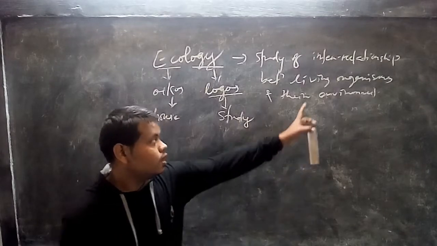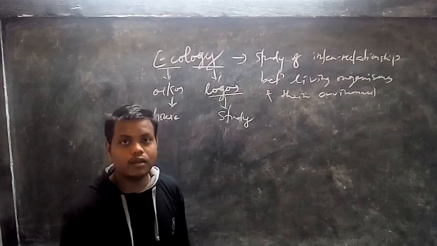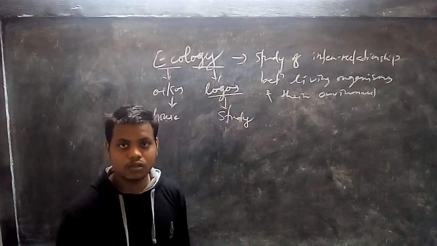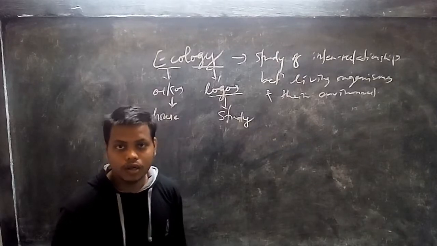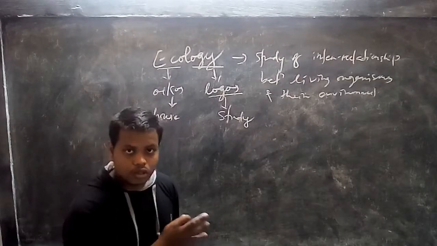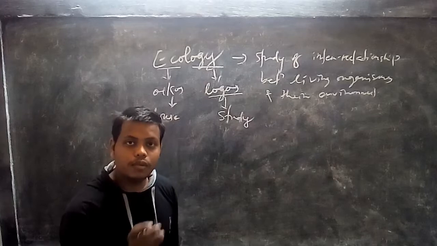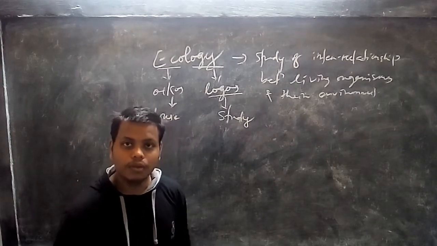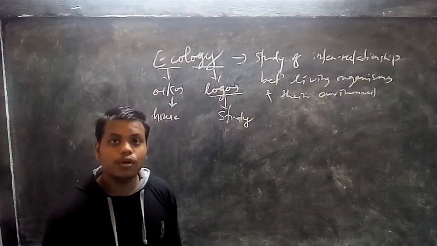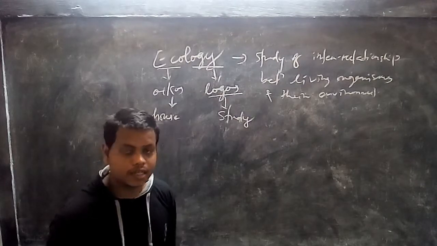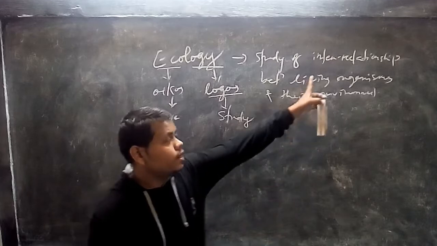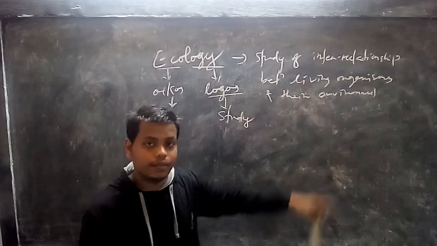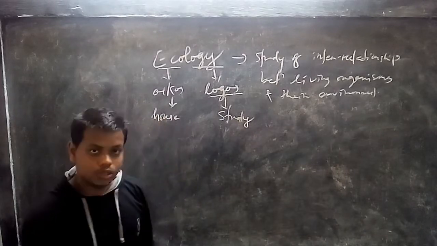That's why a living organism, that may be a plant or an animal, must depend upon other factors like air, water, and other plants and animals also. One living animal or one living plant also depends upon other living plants and animals for their food, for their shelter, etc. So this interrelationship between a living organism and their environment is called ecology.